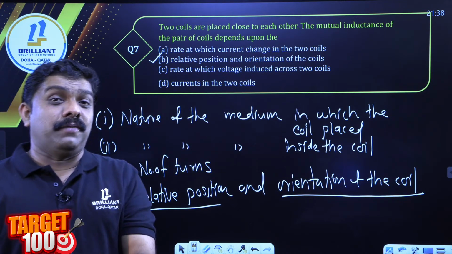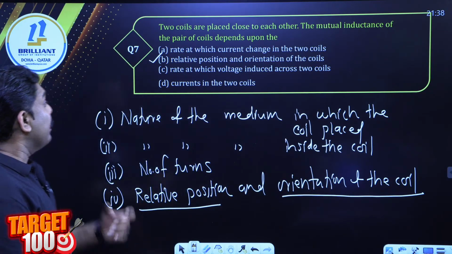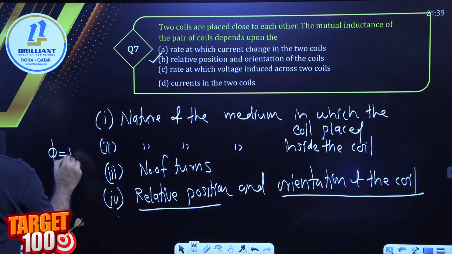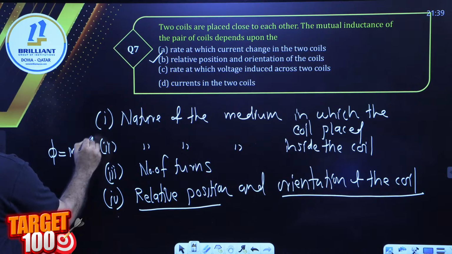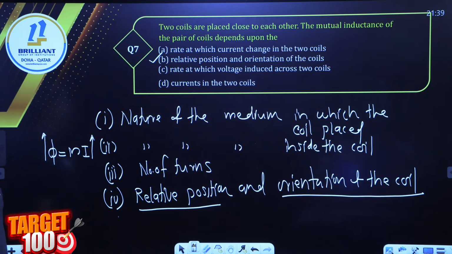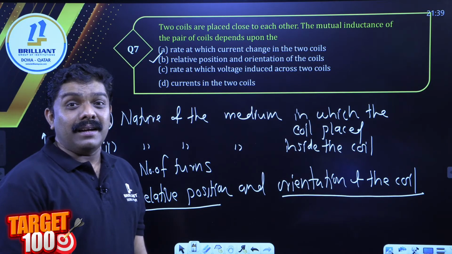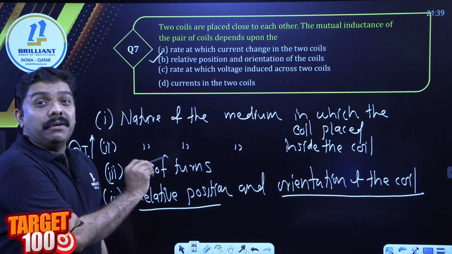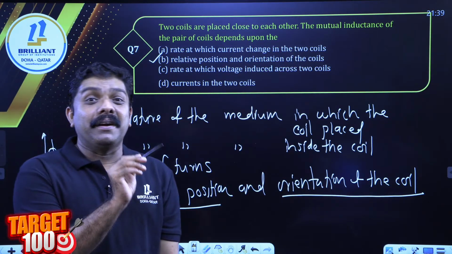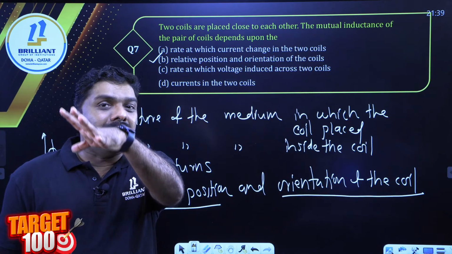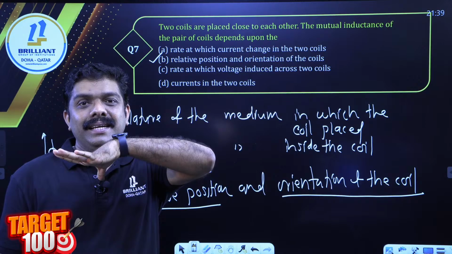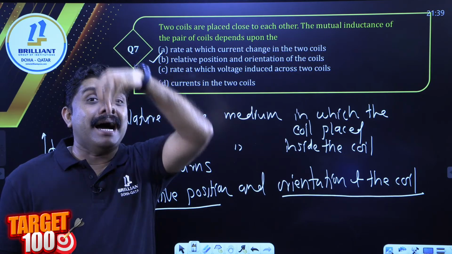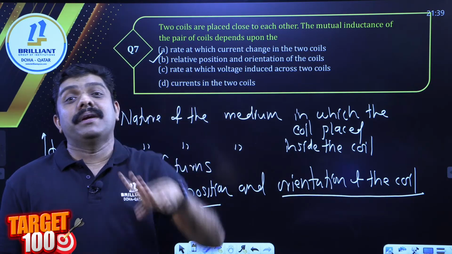There is a question in many students' minds: sir, why does it not depend on current? There we have the formula phi equal to MI. So when current increases, flux also increases. So mutual inductance is independent of current, independent of flux. It is just like capacitance, just like resistance. It is a pure constant, or we can say it depends on the dimension and the position and orientation only.